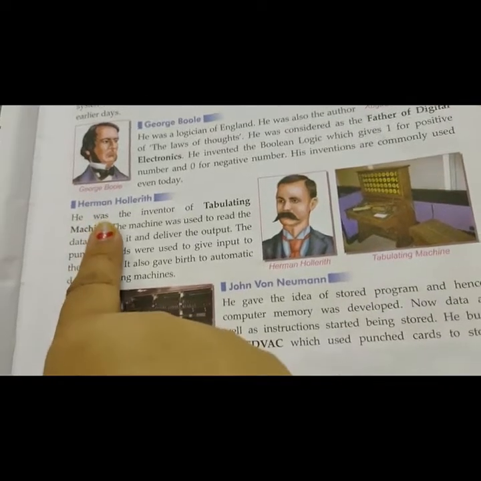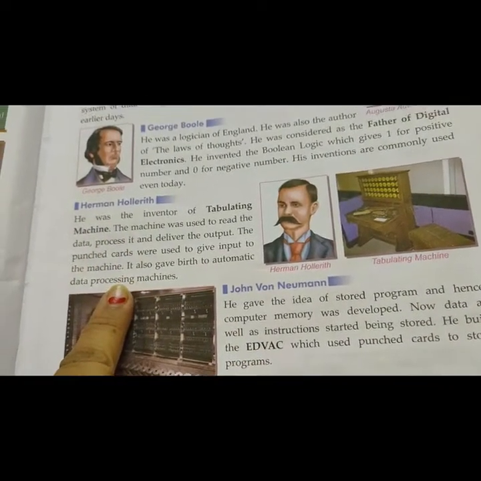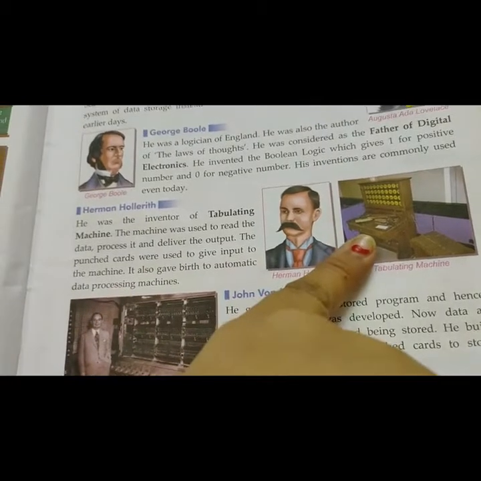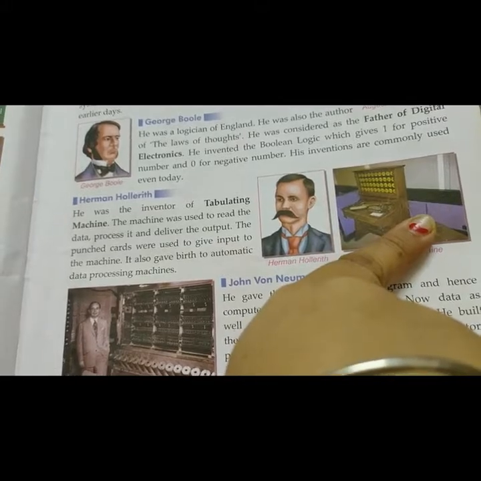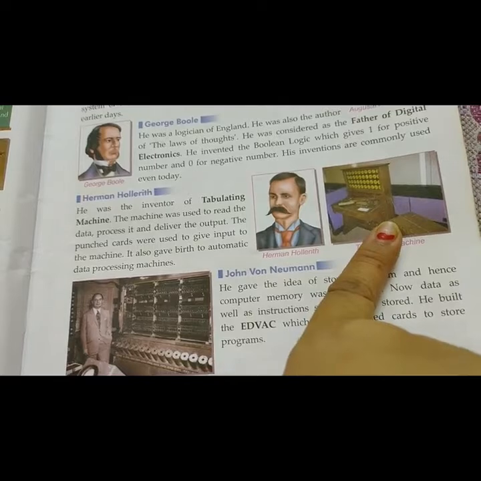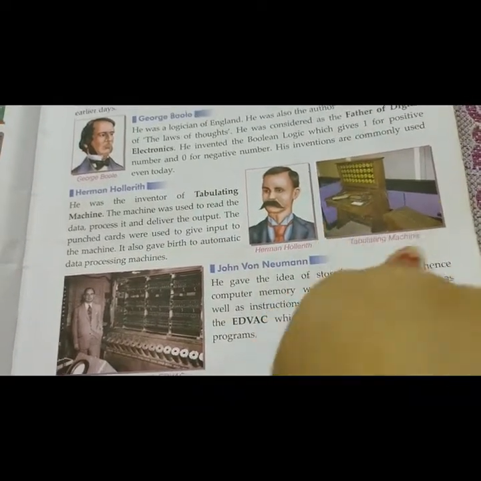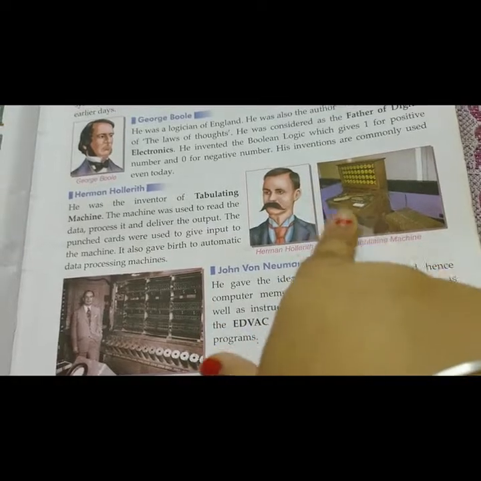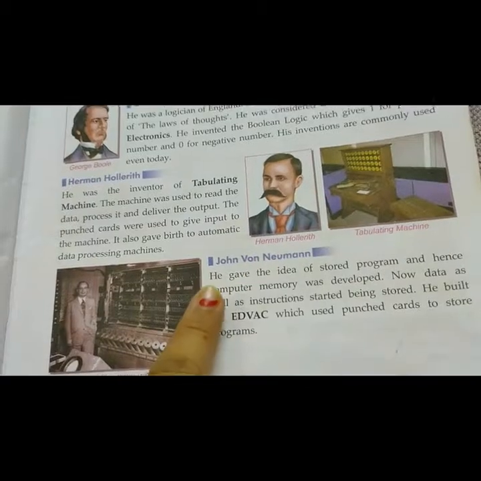Then Herman Hollerith came and he invented a tabulating machine. The tabulating machine can read the data, process it and deliver the output. The input device used here is the punch card. The punch card is able to take input and give it to the machine.